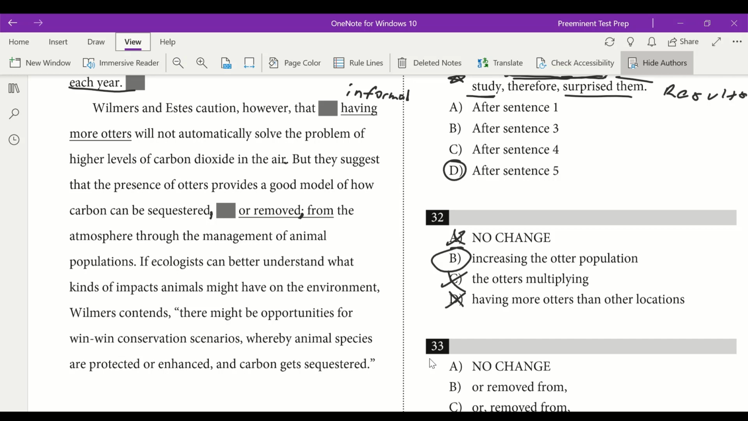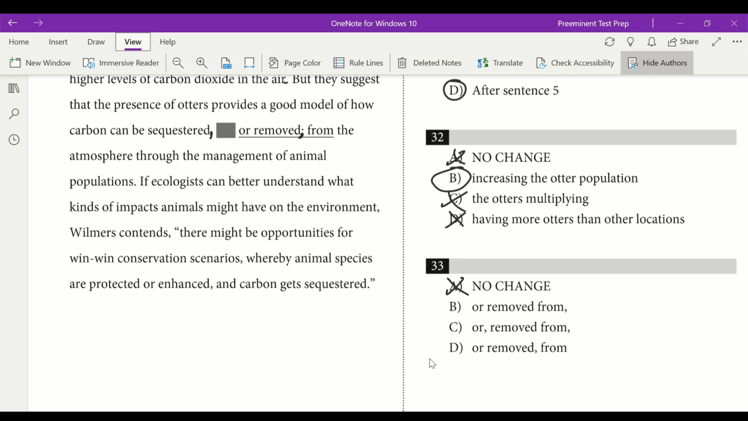So we can go ahead and get rid of no change because it uses a semicolon. And we see we have commas after from in B and C, which is unnecessary, right? Because we don't want to have a comma after from, splitting from and the, because we would then read from and then have to pause and then say the atmosphere, which doesn't make sense. We don't need a comma there. That'd be unnecessary. So we can get rid of no change, get rid of B, get rid of C, and we're left with D.